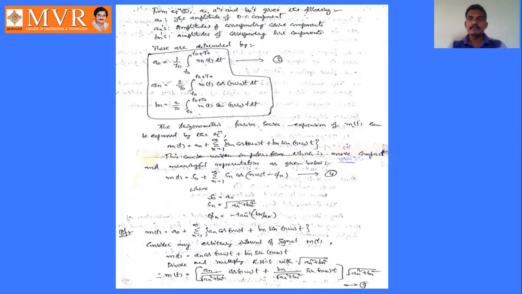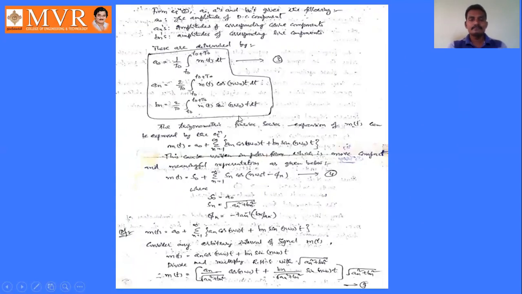These can be calculated by using the formulas: a naught equal to 1 by T naught integral from t naught to t naught plus T naught of m of t dt, and an equal to 2 by T naught integral from t naught to t naught plus T naught of m of t into cos n omega naught t dt, and bn can be calculated by using the formula 2 by T naught integral from t naught to t naught plus T naught of m of t sin n omega naught t dt. These three are the Fourier coefficients.